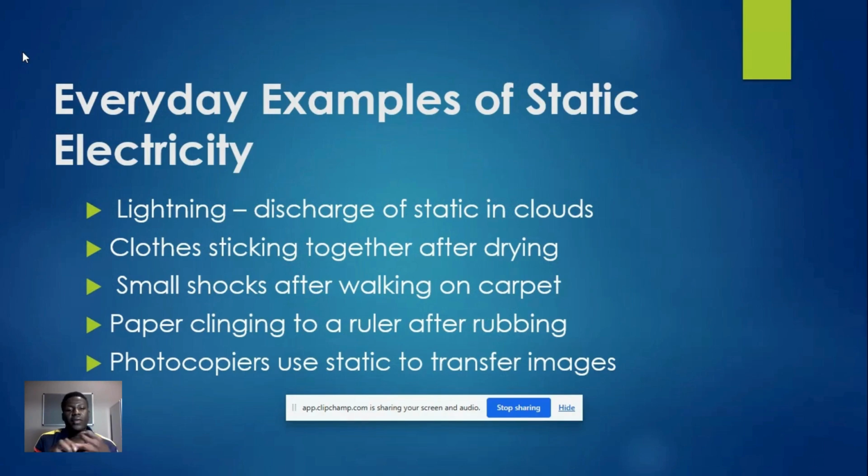Okay, then we have clothes sticking together after drying. This is due to the build up of an electric charge caused by friction between different fabrics in the dryer.